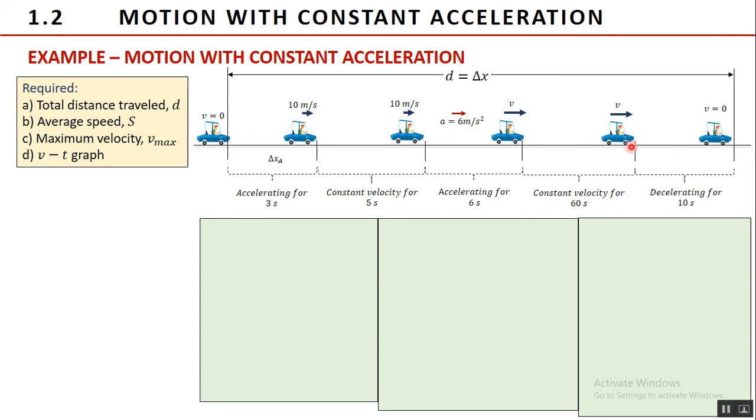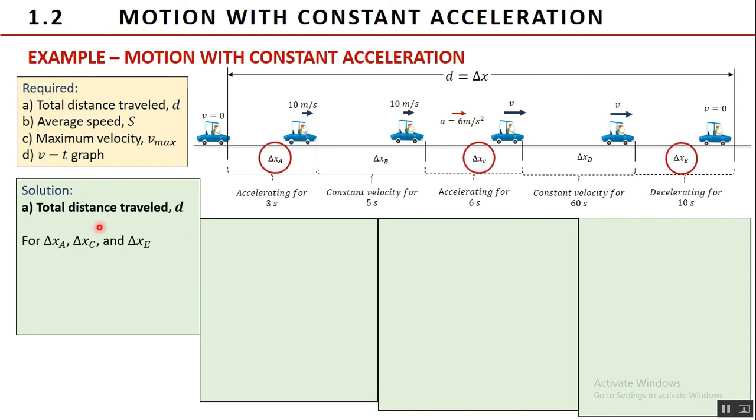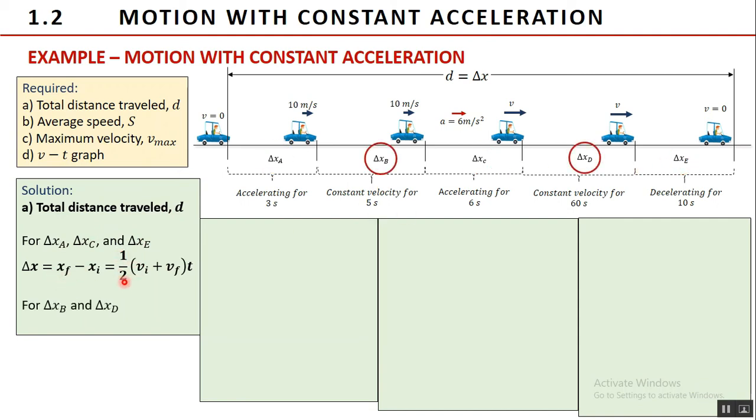Since the car is moving along a straight line, the total distance traveled d is the same as the magnitude of the car's displacement delta x. By knowing the initial and final velocities at each type of motion, we solve for the distance traveled, delta x sub a, delta x sub c and delta x sub e, using the equation delta x is equal to 1/2 of the quantity initial velocity plus final velocity multiplied by time t. For delta x sub b and delta x sub d, we use delta x equals vt, since they involve constant velocity motion.